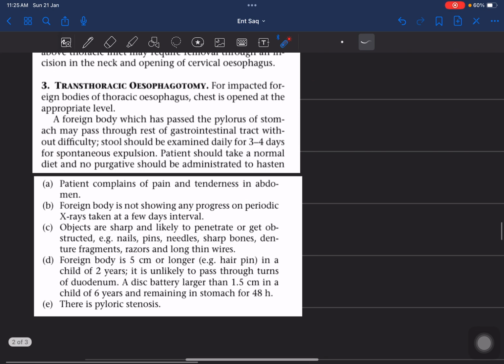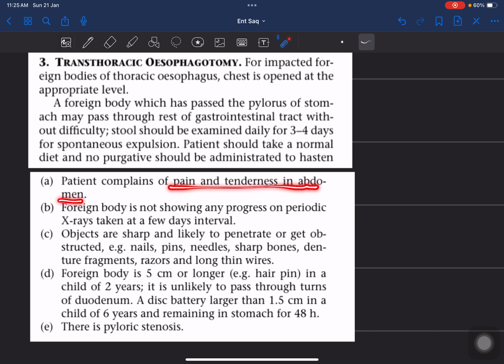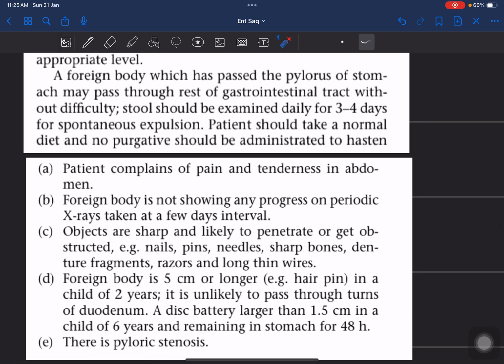Now what are the criteria in which there will be operative interference, right? If the patient complains of pain and tenderness in the abdomen for so long, or if it is so intense, then we can do operative interference, right? If the foreign body is not showing any progress on periodic x-ray at a few days' interval, if it is not improving, then we can operate. If the objects are sharp, right, and likely to penetrate or get obstructed, for example nails, pins, needles, sharp bones, dentures, fragments, razors, or long thin wires, if the objects are so sharp that there may be a risk of penetration, then we don't wait, we just do operative interference.